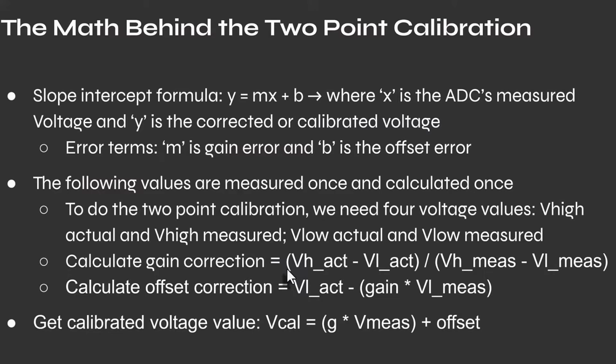So then once we have these, and we only have to calculate these once, right? So we do this calibration, we can store this information in our code. Then every time we make a voltage measurement, we take the measured value, we apply the gain correction plus the offset correction to get our calibrated voltage.